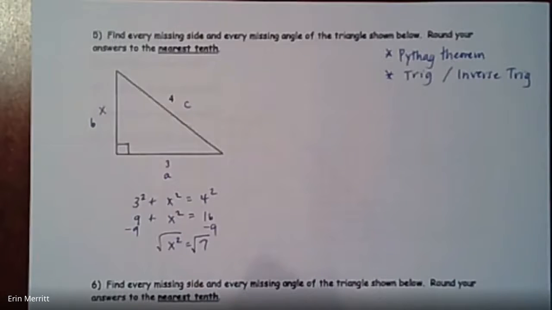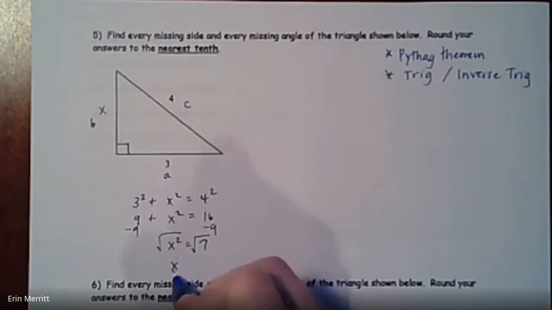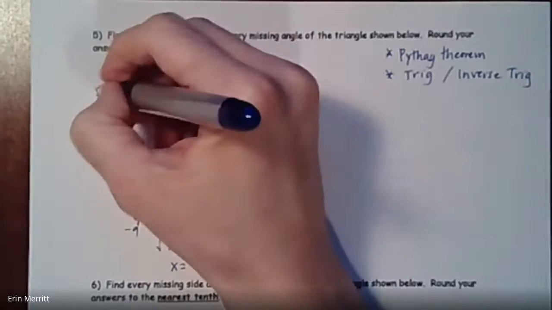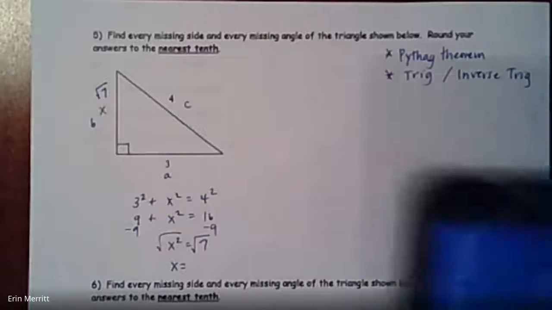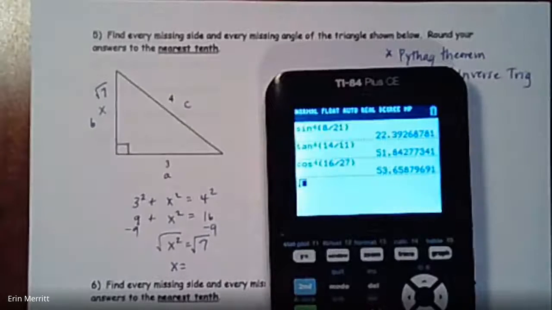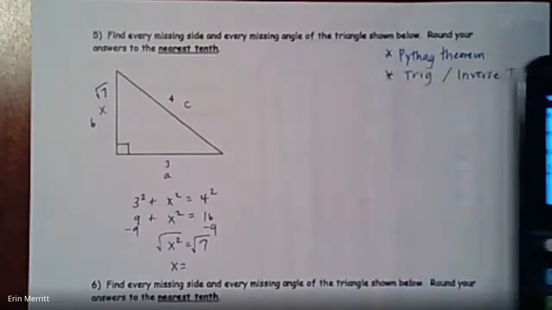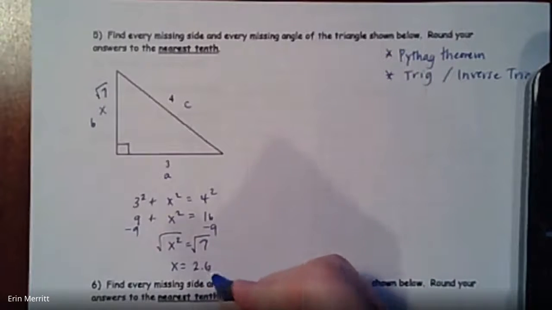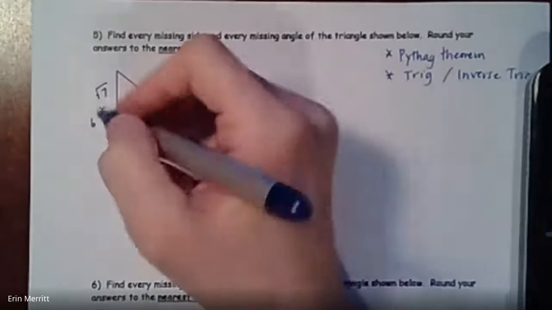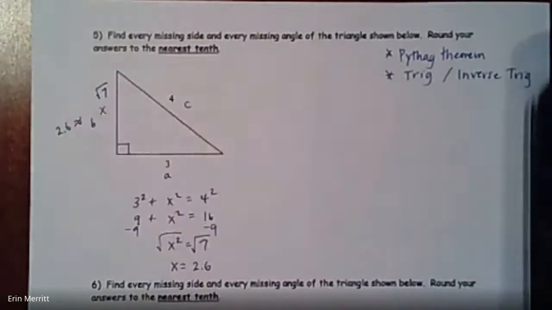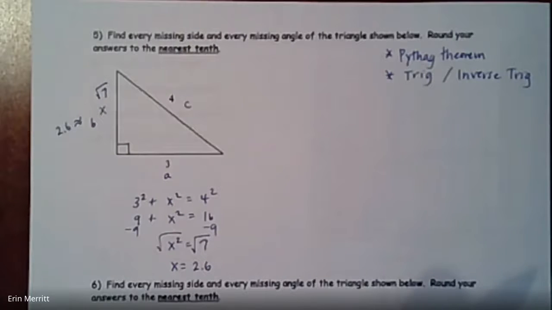Now the directions do say round your answers to the nearest tenth. So even though we'd have an exact value of radical 7, and feel free to keep that, it does say go ahead and round. So let's just grab our calculator. Square root of 7, that's coming out to be about 2.6. And so that would be that last side length here. So approximately 2.6.